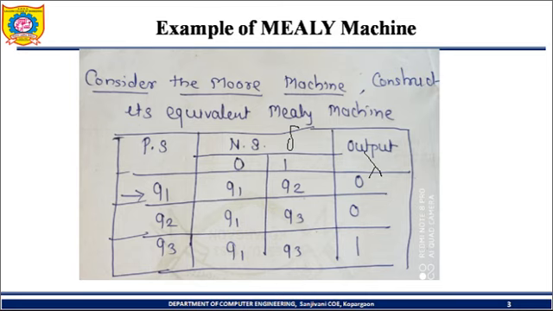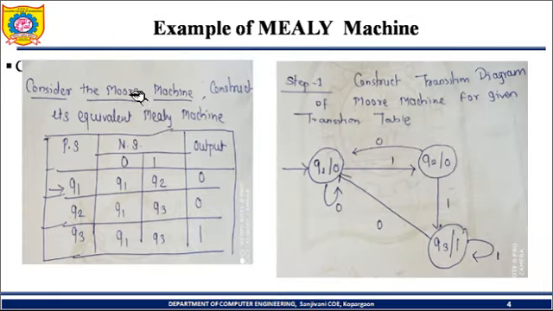First of all, the first step is that with the help of the given transition table of the Moore machine, we have to construct the transition diagram of the Moore machine. As I told you, there are three states, where Q1 is the initial state with 0 output, Q2 has 0 output, and Q3 has 1 output. So here we have constructed its equivalent Moore machine.